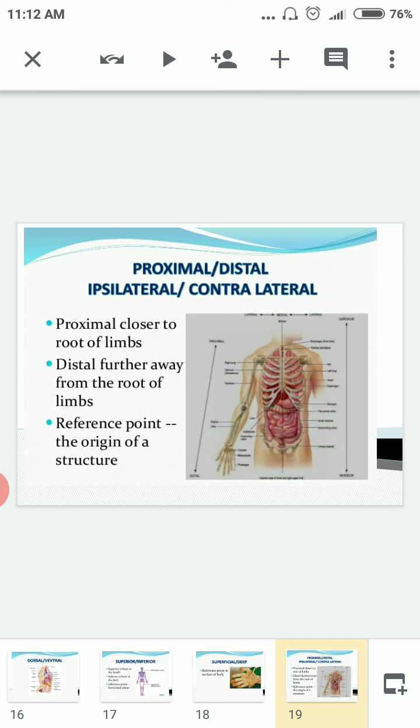Like if I tell you upper limb, if you know the bones of the upper limb, in the arm there is the humerus bone, and in the hand there are the phalanges. So I can tell that the humerus is a proximal bone and the phalanges are all distal bones. Proximal is closer to the root of the limb, distal is further away from the root of the limb.